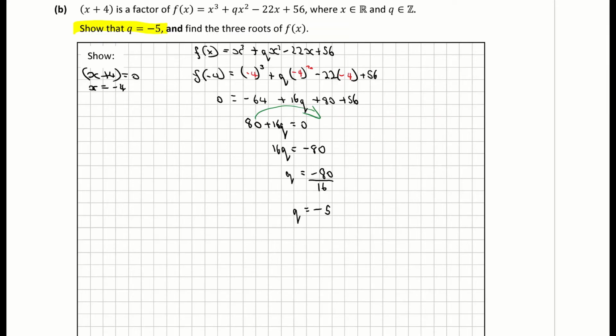Now I'm just going to scroll down and find my other two roots. So we have one of the roots, don't forget, we have it as negative 4. Let's find the other two. So what I'm going to do here is I'm going to divide my factor that they've given me, x plus 4, and I'm going to divide that into my cubic x cubed minus 5x squared. So I'm subbing in my minus 5 for q now, minus 22x plus 56.